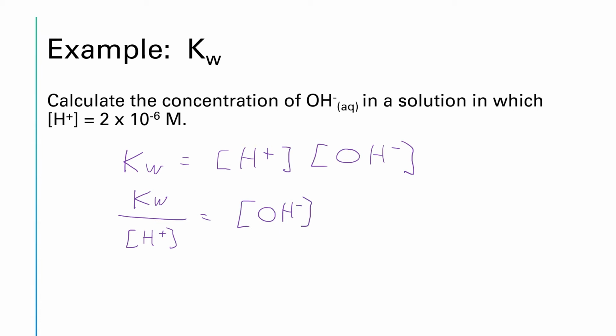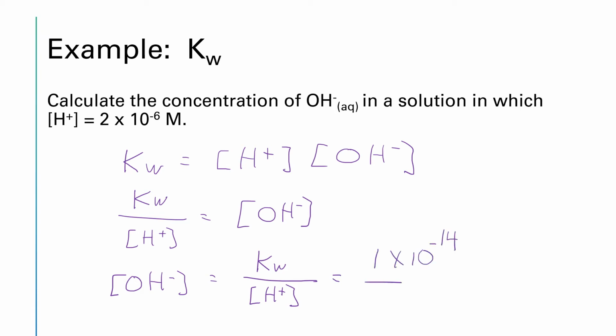Now, my 8th grade math teacher hated equations being in this form. If you solved for something, he always wanted to see the thing that you solved for over on the left-hand side. So I'm going to just flip this equation around. So I've got hydroxide ion is equal to Kw divided by H+. And now I'm going to stick in the numbers. Kw is 1 times 10 to the negative 14, and hydrogen ion concentration is 2 times 10 to the negative 6.